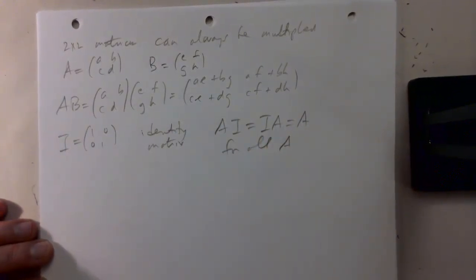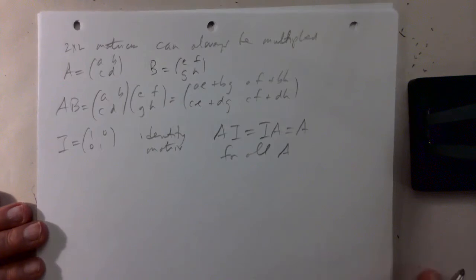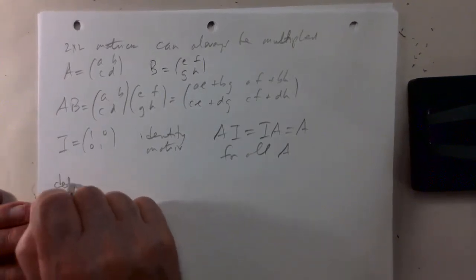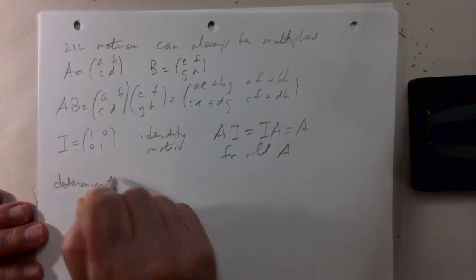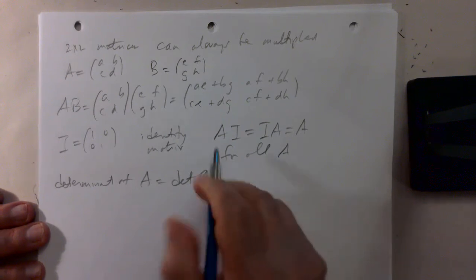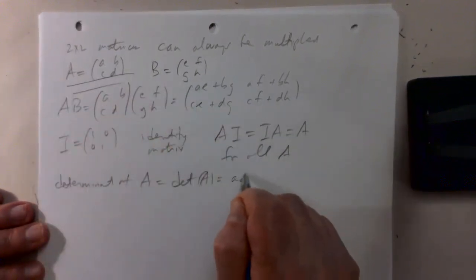So if you look at these 2 by 2 matrices, there's a multiplication, a binary operation of multiplication. It's associative, there's an identity. Do they form groups? Well, they form groups if you have a multiplicative inverse. So for any 2 by 2 matrix, the determinant of A is DET of A. If A is A, B, C, D, it is AD minus BC.